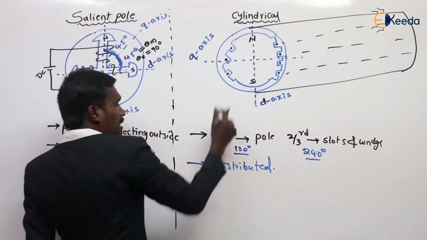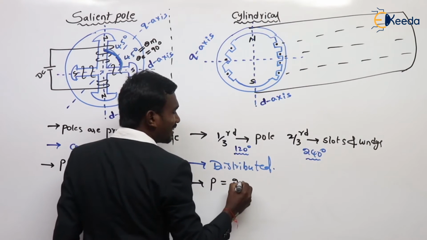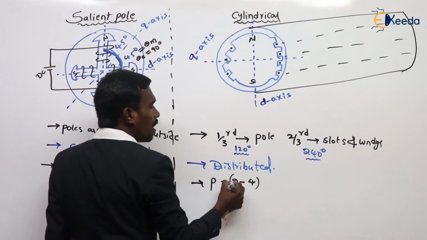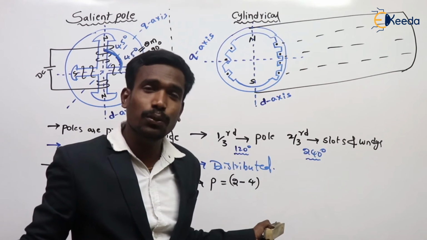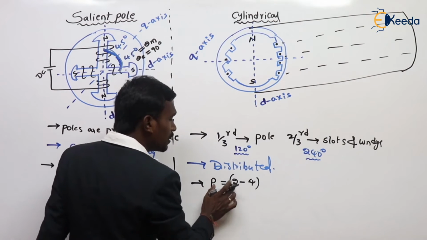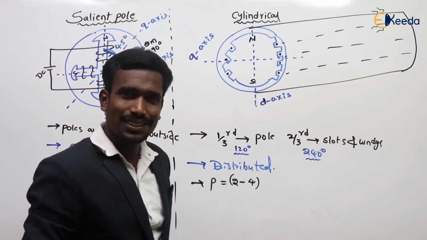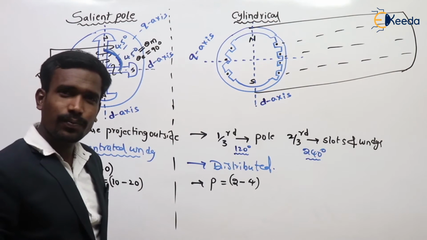But here the possibility of poles is only either 2 or 4. That's it. There is no possibility other than this. We have only either 2 poles or 4 poles. This is a cylindrical type rotor.